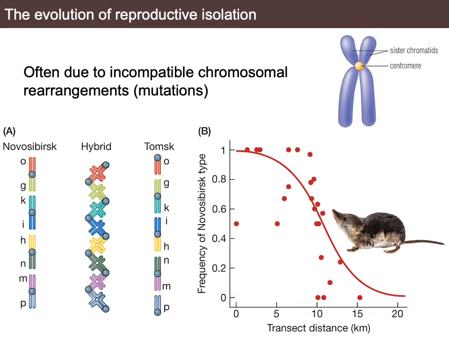So if you look at the Novosibirsk population on the left, okay, they have this O and G region combined into a single chromosome. Okay, what you're looking at here are replicated chromosomes. I put one up in the top right. You're more familiar with looking at human chromosomes like this that have been replicated, held together at the centromere. What we're looking at in this figure from the text are replicated chromosomes. And you'll notice that O and G in the population on the left are not in the same arrangement as they are in the Tomsk population on the right.